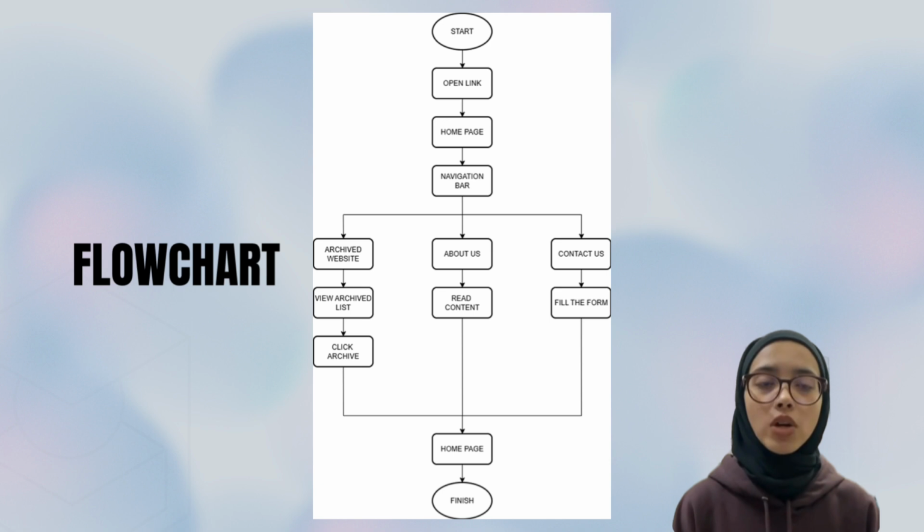If users click on Web Archive, they will see a list of archived websites related to the Malaysian oil and gas industry. They can choose one and view the preserved content. The About Us page explains what MediaSpace is about and why Web Archive is important. The Contact Us page allows users to send questions or feedback. After that, users can return to the homepage or leave the website.